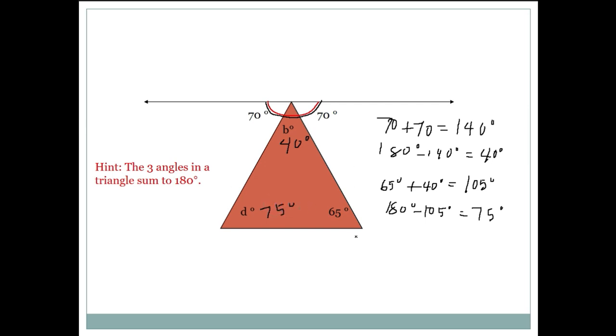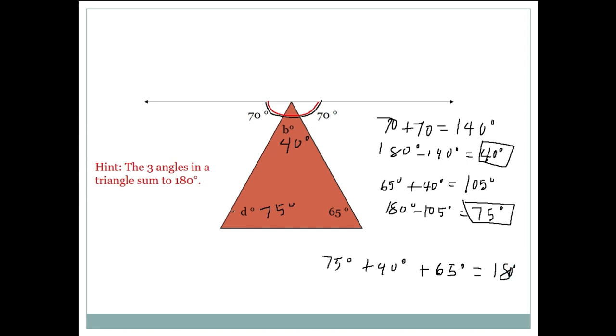Let's check. What you could do for checking is add them up. So this is our answer earlier, and what is the other answer? So you could do 75 plus 40 plus 65 and check whether that is equal to 180. So that's our checking part. So this should be equal to 180 degrees.